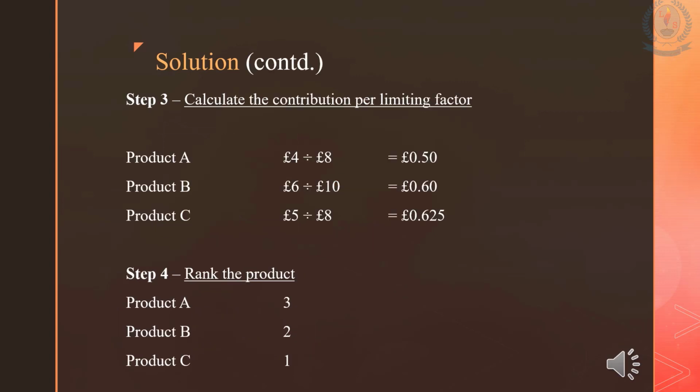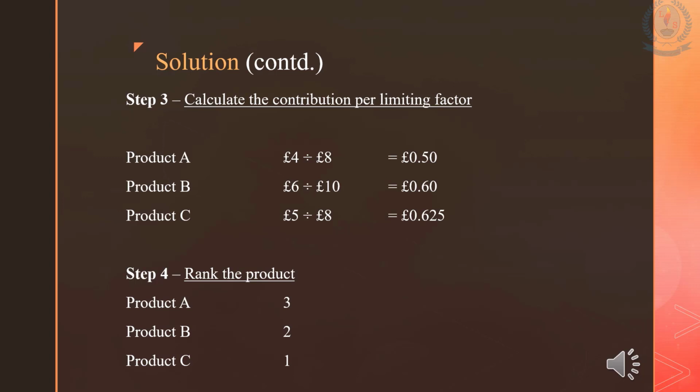Step 3. Calculate the contribution per limiting factor. Use the contribution calculated in step 2 to calculate the contribution per limiting factor. In this case, materials using contribution per unit divided by cost of limiting factor per unit can be used. This calculation is done for each product and reveals which product provides the highest contribution for every 1 pound of cost of limited resource paid. So here product A 0.5 pounds, product B 0.6 pounds and product C 0.625 pounds.